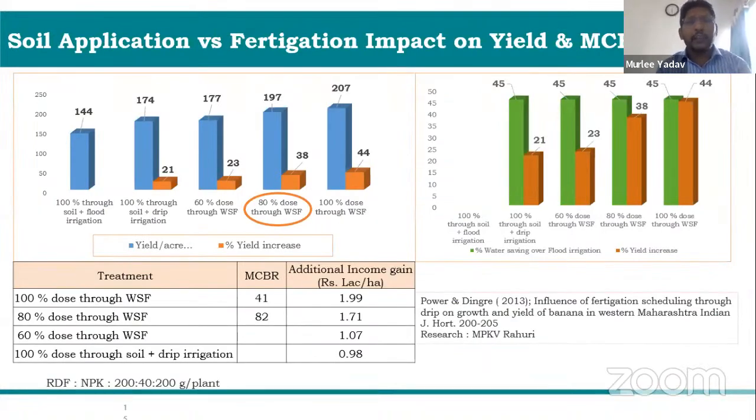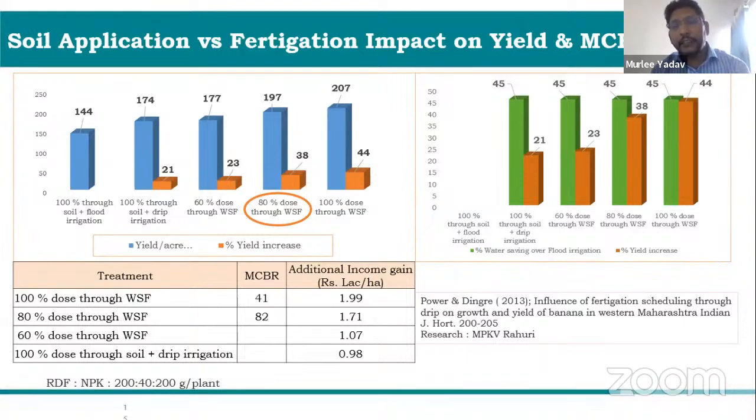So I am just showing the benefit of fertigation. See here, the example on the left side bar chart. When we are moving from soil application plus flood irrigation towards soil application plus drip plus fertigation, you can see how productivity is increasing. In comparison to soil application, here 44% productivity is increasing. You can see 144 tons against 207 tons. See how much production has increased when we are moving towards fertigation.